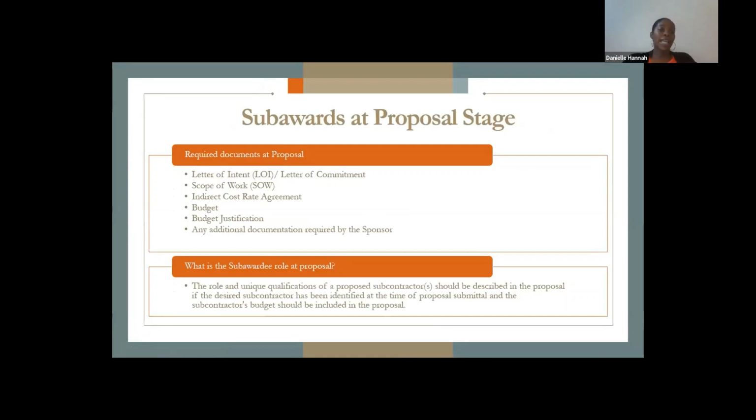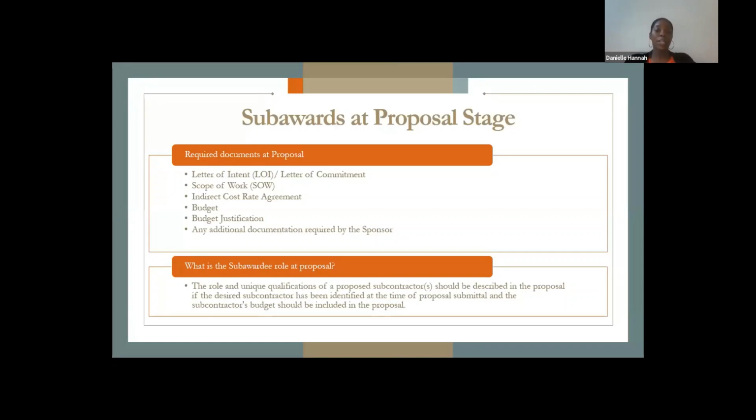So, subawards at proposal stage. As I discussed in the previous slide, PEP, subawards at proposal stage. Every institution does not have the same requirements or require the same documentation for their subs at proposal stages, but these are generally required documents for most. So we have the letter of intent, the LOI, or letter of commitment, a scope of work, an indirect cost rate agreement, a budget justification, and any additional documentation required by the sponsor.